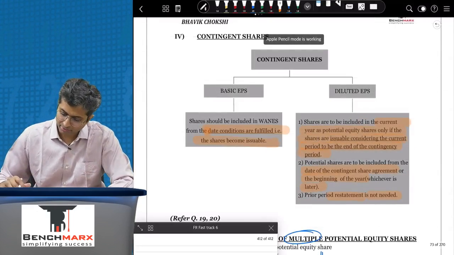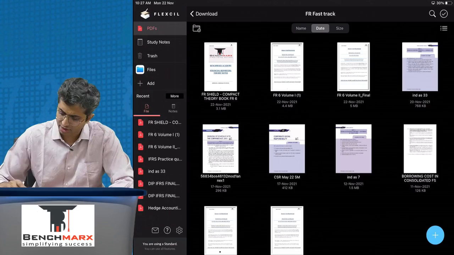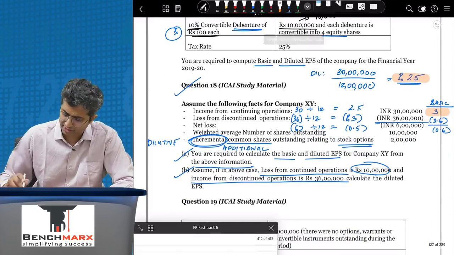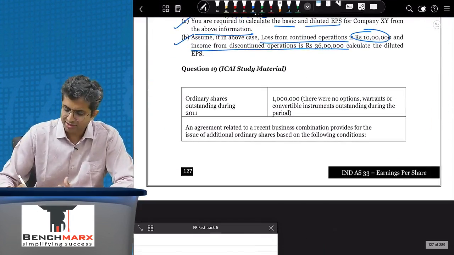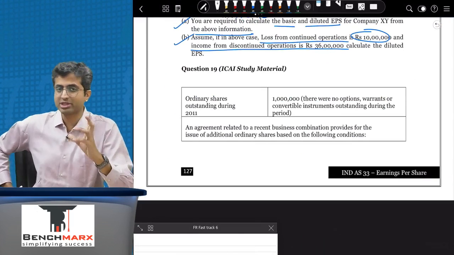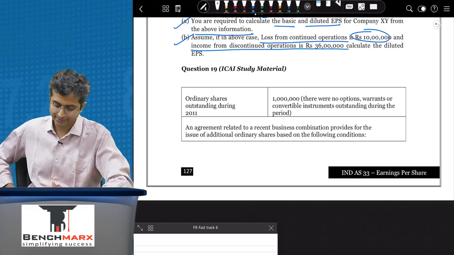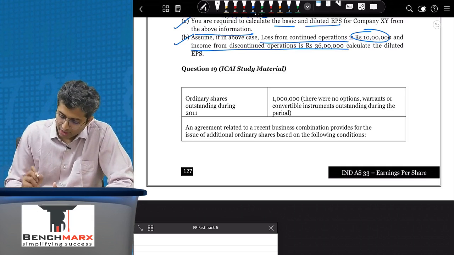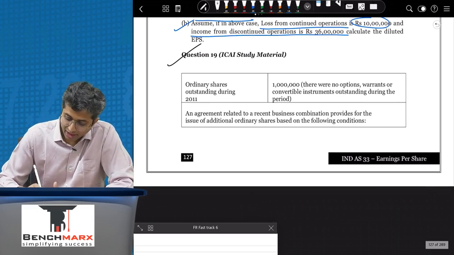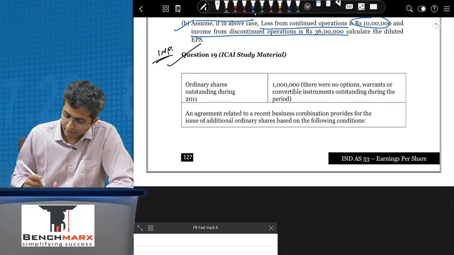Okay, we will go to question number 19, the only question on these lines. It's an important question again. It's as such a manageable question, but we will add one more twist to it, which will make it a little more complex. Okay, let us read this properly. Question number 19, the last question for this standard.